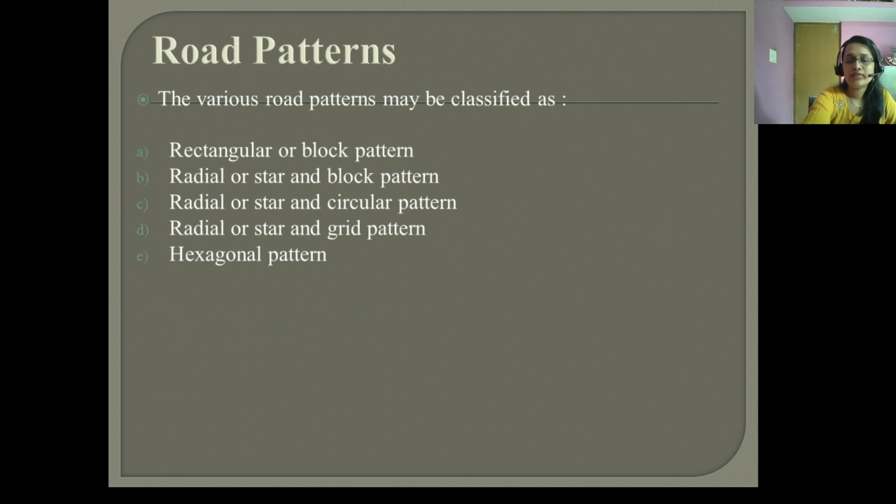Coming to road patterns, there are various kinds of road patterns. We'll be studying each one in more detail. First one is the rectangular or block pattern. Second one, radial or star and block pattern. Radial or star and circular pattern. Radial or star and grid pattern, and hexagonal pattern. So the first one is rectangular or block pattern. We'll just draw and show you all this.